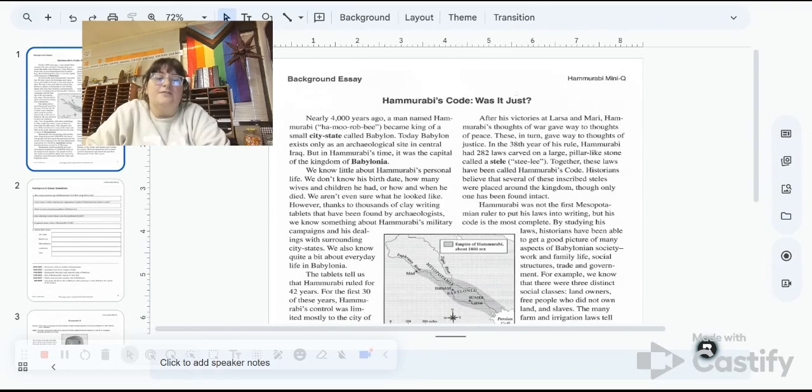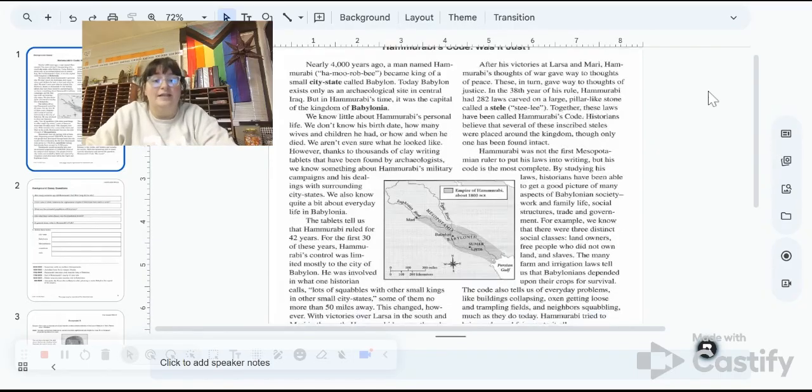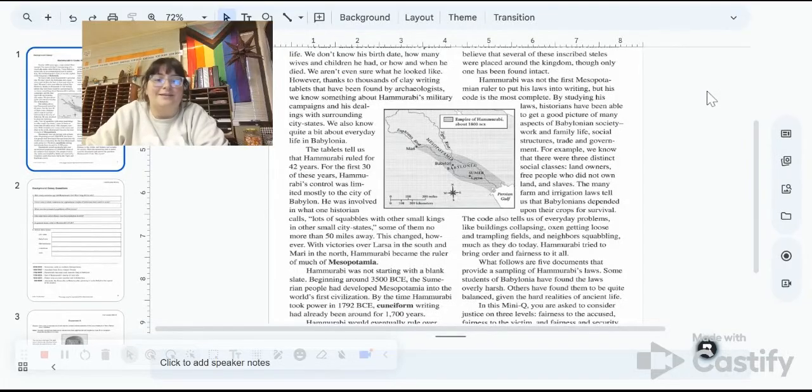In the 38th year of his rule, Hammurabi had 282 laws carved on a large pillar-like stone called a stele. Not a stele. I guess I've been pronouncing that wrong. Together, these laws have been called Hammurabi's Code. Historians believe that several of these inscribed steles were placed around the kingdom, though only one has been found intact. Hammurabi was not the first Mesopotamian ruler to put his laws into writing, but his code is the most complete.